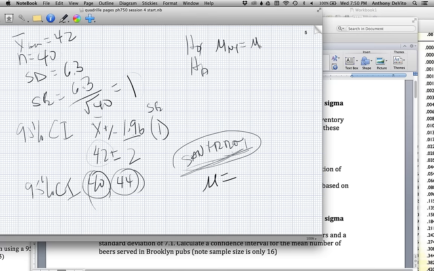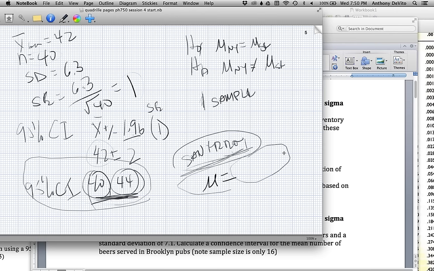So now let's say this is a one sample test. Why is it a one sample test? Because I'm depending on a sample to tell me the range for New York pubs, but I know what it is for San Francisco because we actually went out and surveyed every pub. So let's say for San Francisco that it turns out to be 41. Can I reject my null hypothesis in this case? No. Why? Because 41 is not outside of that range, 40 to 44.